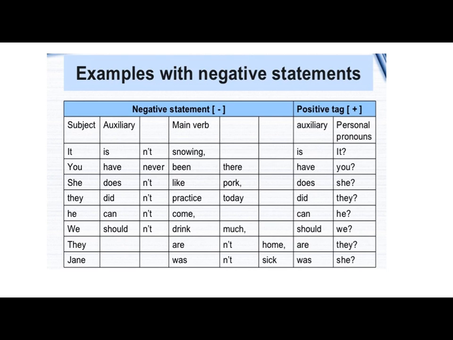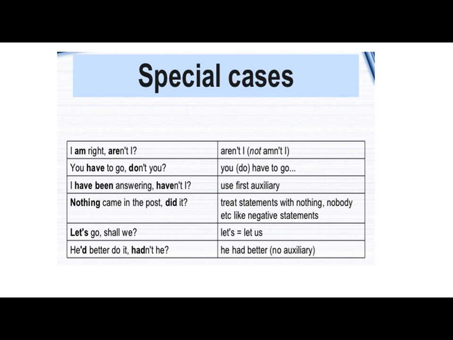Examples with negative statements. It isn't snowing, is it? You have never been there, have you? He doesn't like pork, does she? They didn't practice today, did they? He cannot come, can he? We shouldn't drink much, should we? They aren't home, are they? Jane wasn't sick, was she?